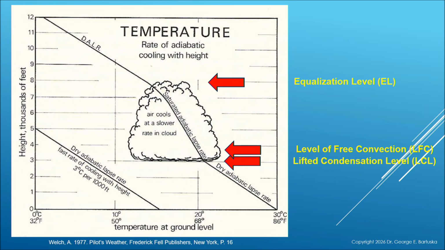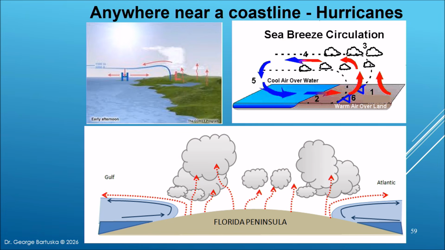That initial rise is known as the dry adiabatic lapse rate. Through the cloud, it's the saturated or moist adiabatic lapse rate, and once it leaves the cloud, it's back to the dry adiabatic lapse rate.